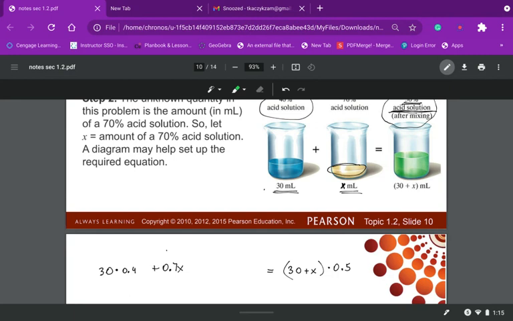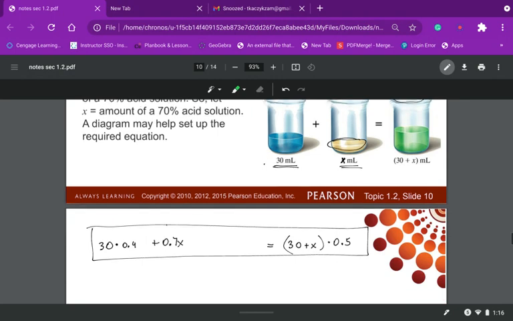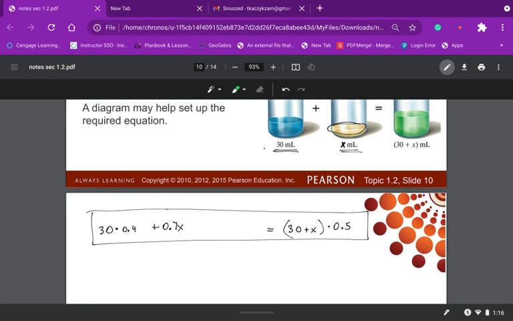So this is the equation which you will need to solve, apply to solve the mixture problems. Again, those numbers which you see right here, they represent acid amount.